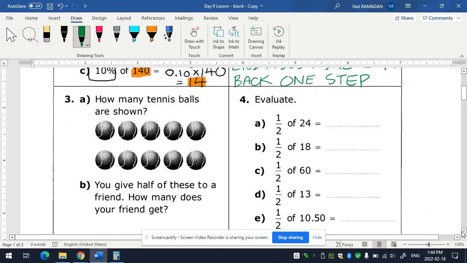Okay. How many tennis balls are shown? Well, just by counting 2 rows of 5, we get 10. So 10.